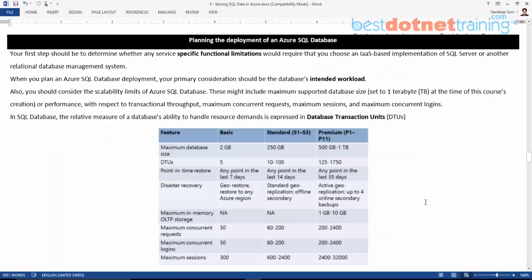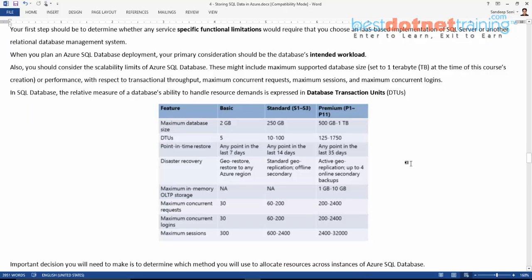So what are these decisions based upon? One is the intended workload, which implies what kind of load my database is going to have. How many simultaneous requests it is going to get, that means the concurrent requests. How many people are going to simultaneously log in, concurrent logins. The number of sessions which my database has to create. How much is the size of database required. All these things are going to be deciding factors to choose from one of the pricing tiers.